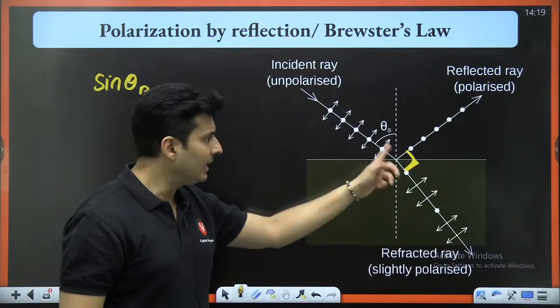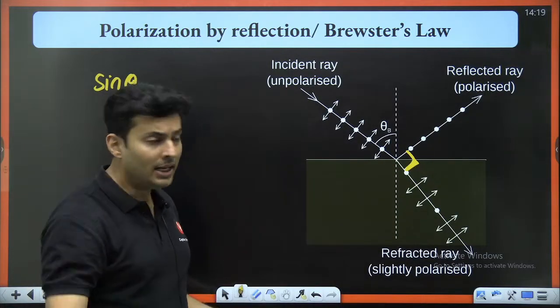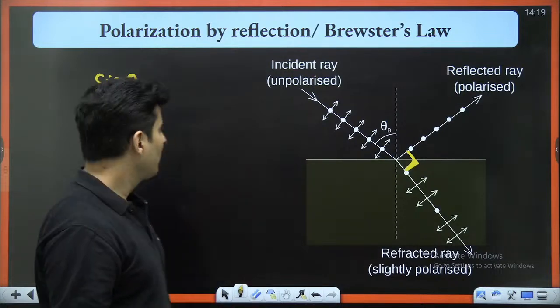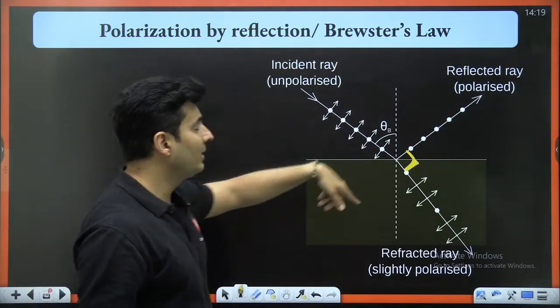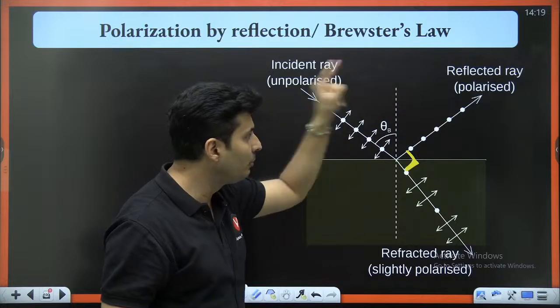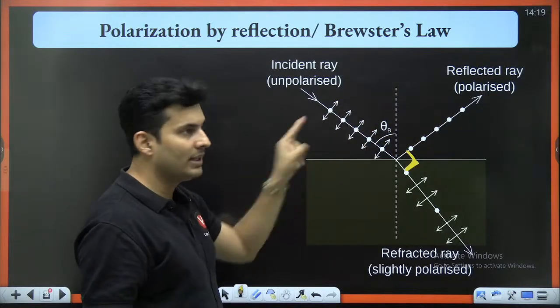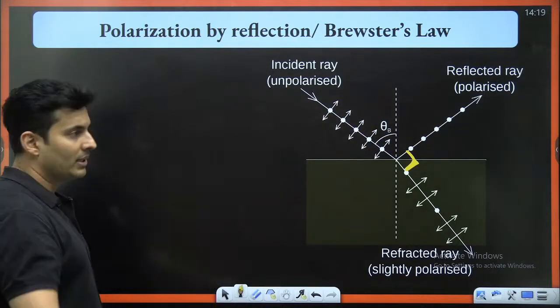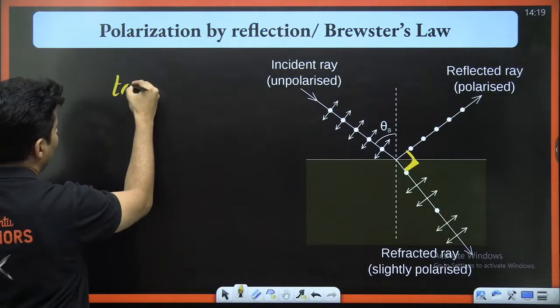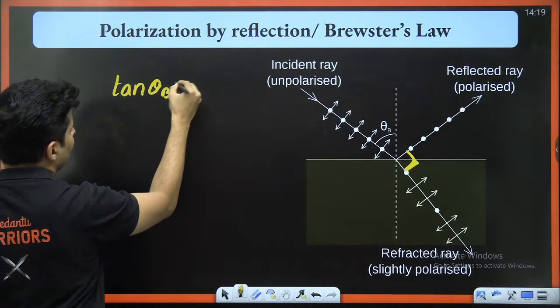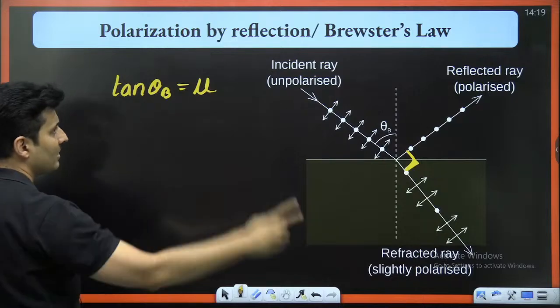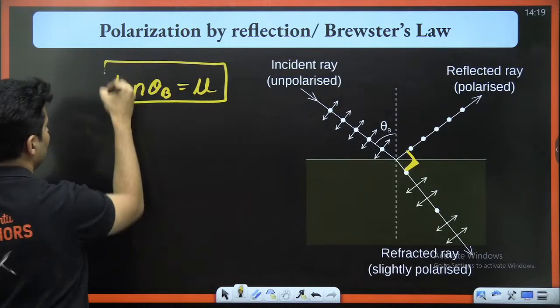Reflected and refracted light are perpendicular to each other. Then you will see that the reflected light becomes polarized only for that particular angle. And when that happens, tan of that angle is the refractive index. This is called Brewster's law.